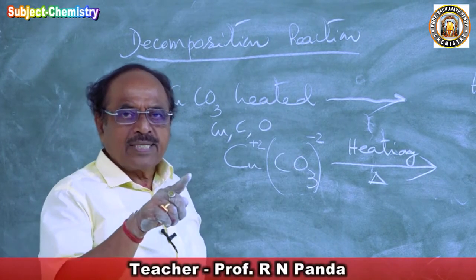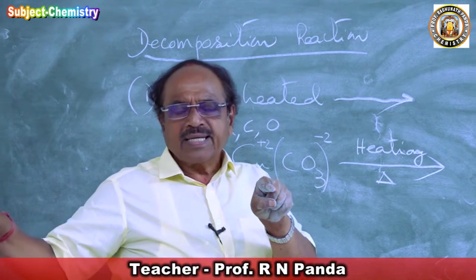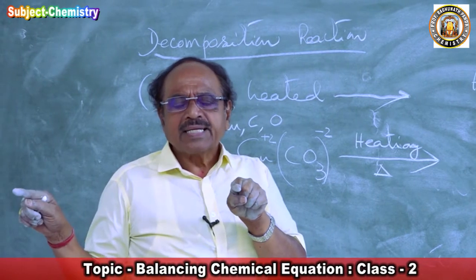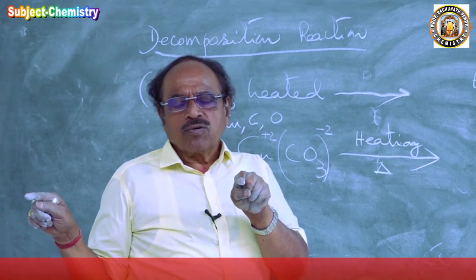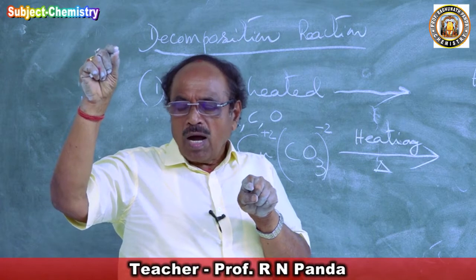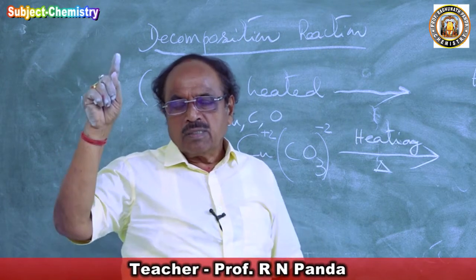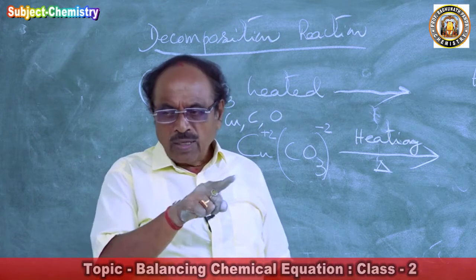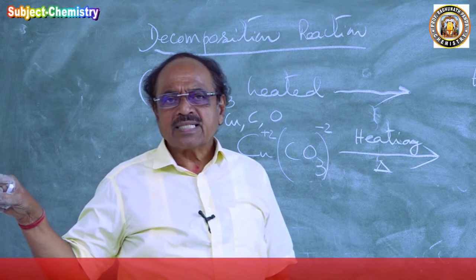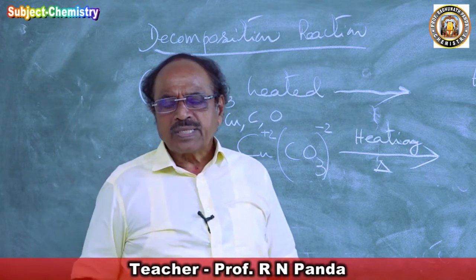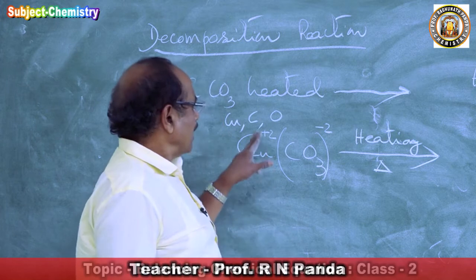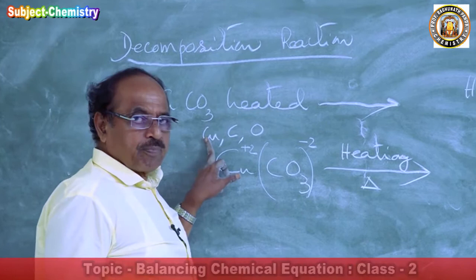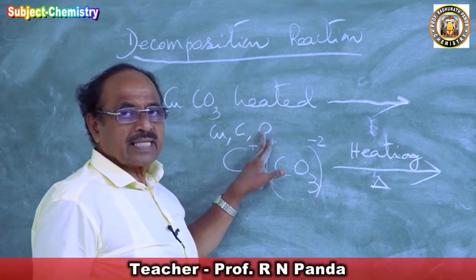Now in the periodic table I told you, when you go from left to right, negative character increases. When you go downwards in a group, positive character increases. So along a period, negative character increases, and down the group, positive character increases. Now carbon and oxygen come after copper. Hence copper is positive, carbon is negative, oxygen is negative.